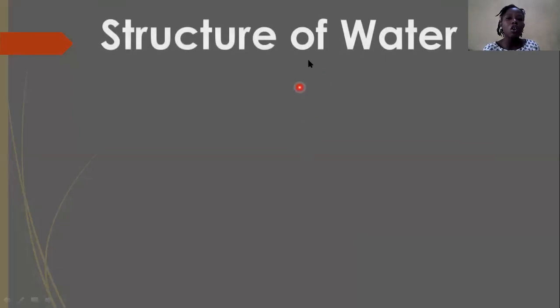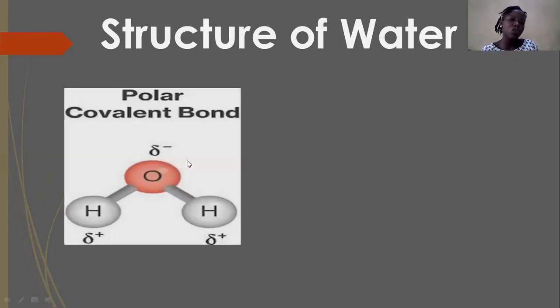Now, next, we look at the structure of water. Water, as we know, is very important in chemistry because it is known as a universal solvent. What do we mean by universal solvent? Water dissolves almost anything. So it is used to dissolve substances in the lab so that chemical processes can take place. Now, look at this diagram we have here. This is the structure of water.